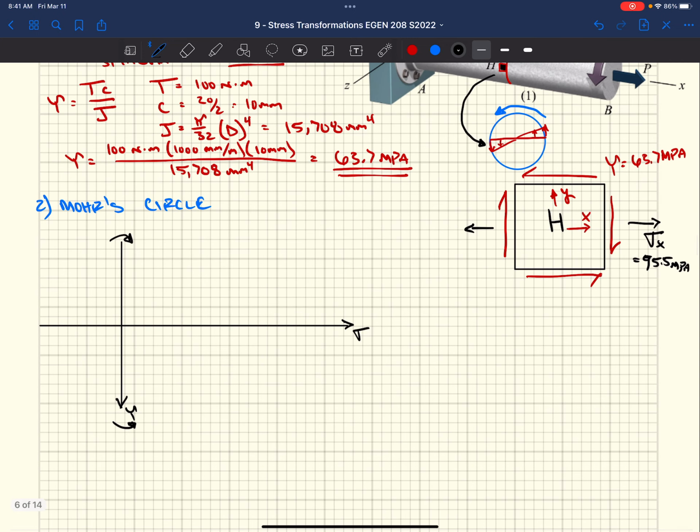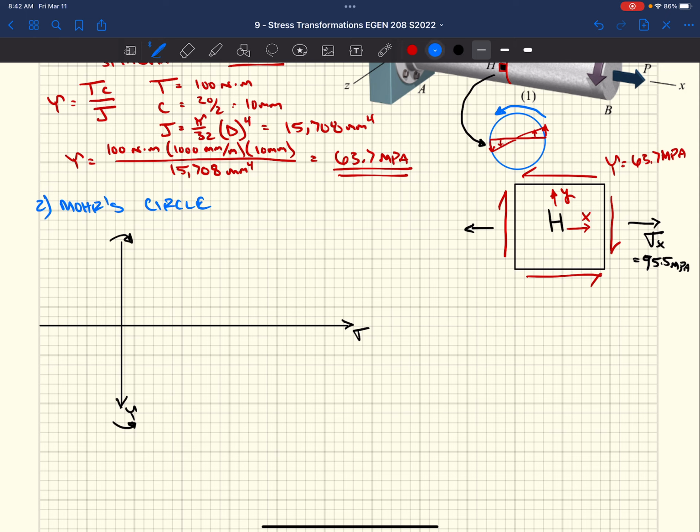Okay. If we look at this stress block, we have two points to plot on this Mohr's circle. We have our coordinates on the x face and coordinates on the y face. If we start with the x face, we have a 95.5 megapascal tension stress, and then a shear stress of 63.7 megapascals. That shear stress on our x face is twisting our block clockwise. If it's twisting our block clockwise, that means we're going to be up here, in the first quadrant, right?